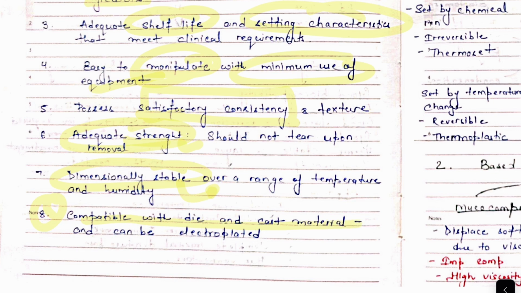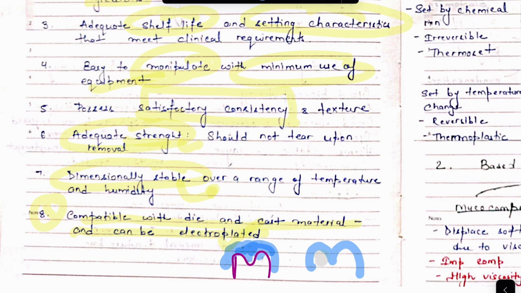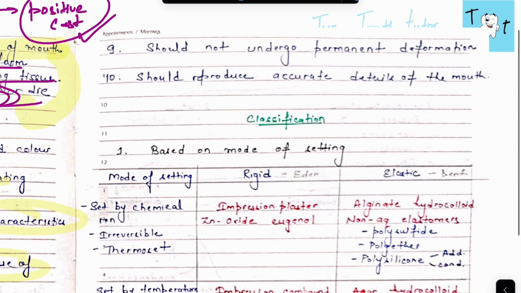Then it should be compatible with die and basically gypsum product, and it should be electroplatable. So what we do, if you don't already know, we have a tooth, right? And we pour an impression material over it. You would have done this in first year. So you put an impression compound or something over it, and then you form this replica, right? And then you pour gypsum in it to form a positive cast. So we want a material that is compatible with gypsum. Okay, and it should be electroplatable, right? Most materials aren't, but it is a quality that we desire.